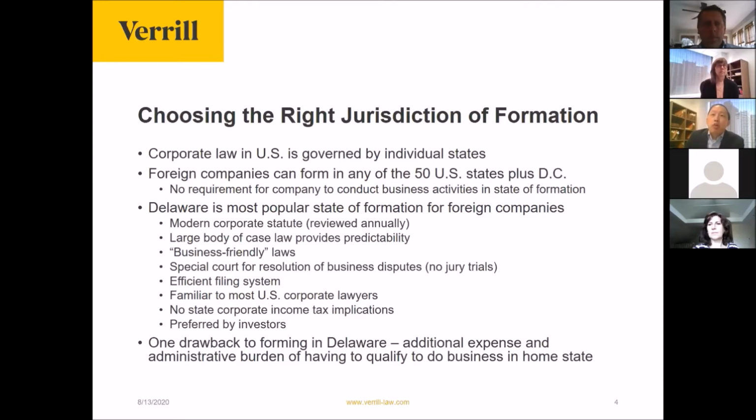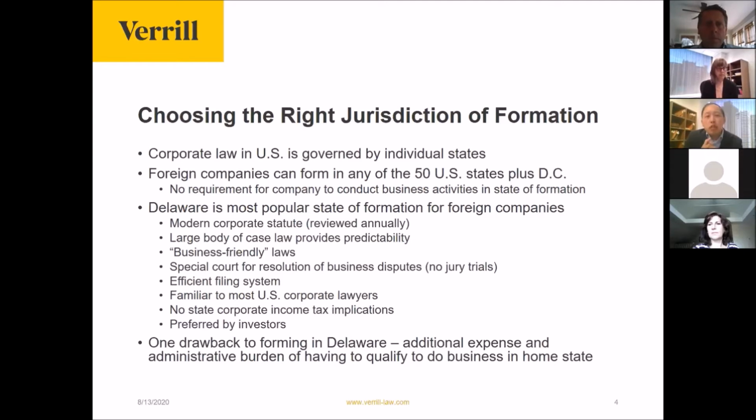One drawback to forming in Delaware, it's not a huge drawback, but it's the additional expense and administrative burden of having to also qualify in your home state, or the state in which you have your headquarters. So just to give a little background here, business organizations must qualify to do business in each state in which they do business. And what does it mean to do business? Unfortunately, most state statutes define doing business in the negative. In other words, they say doing this does not by itself constitute doing business. So it's never really entirely clear.